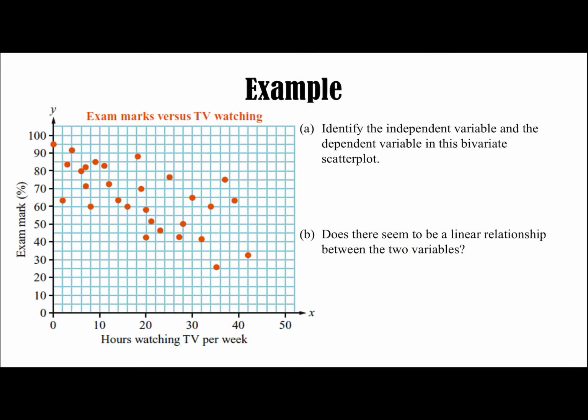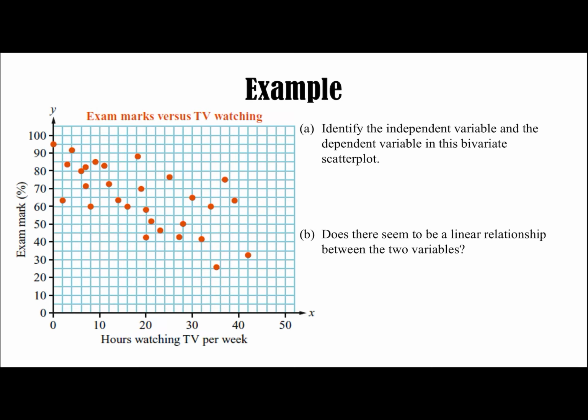Let's look at another example. Here the scatter plot is already given to us. It's between exam marks and hours watching TV per week. Part A of the question is to identify the independent variable and the dependent variable.